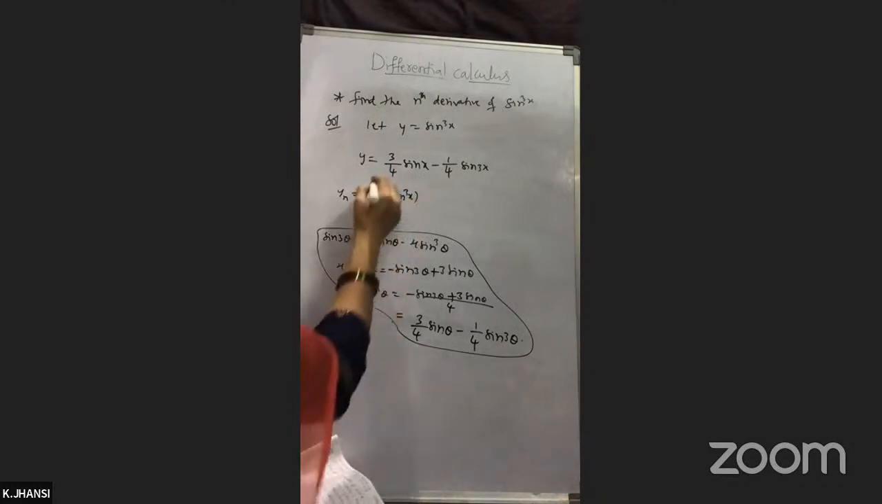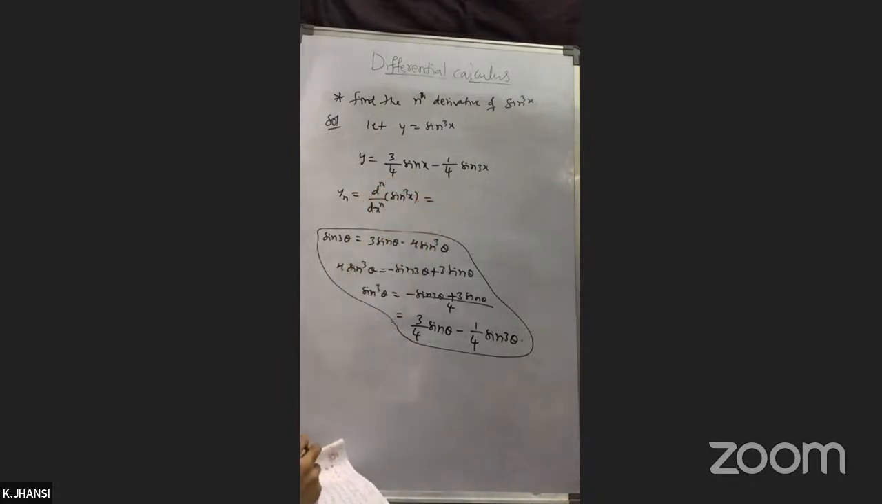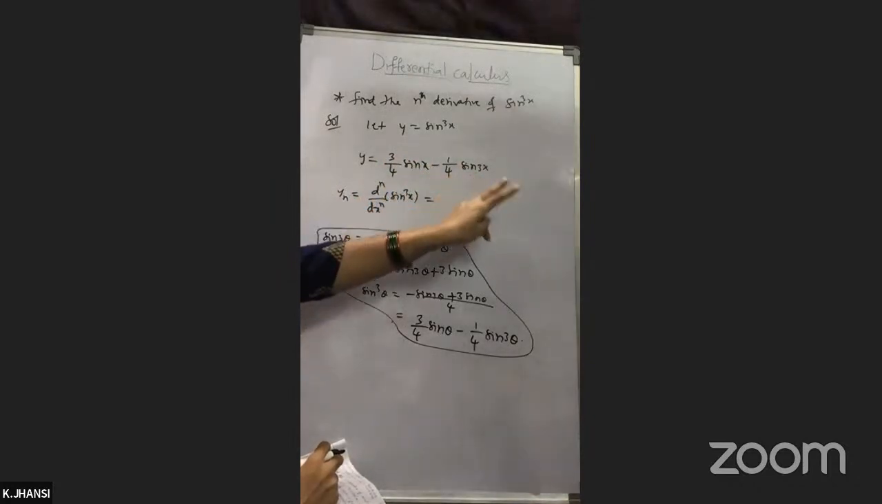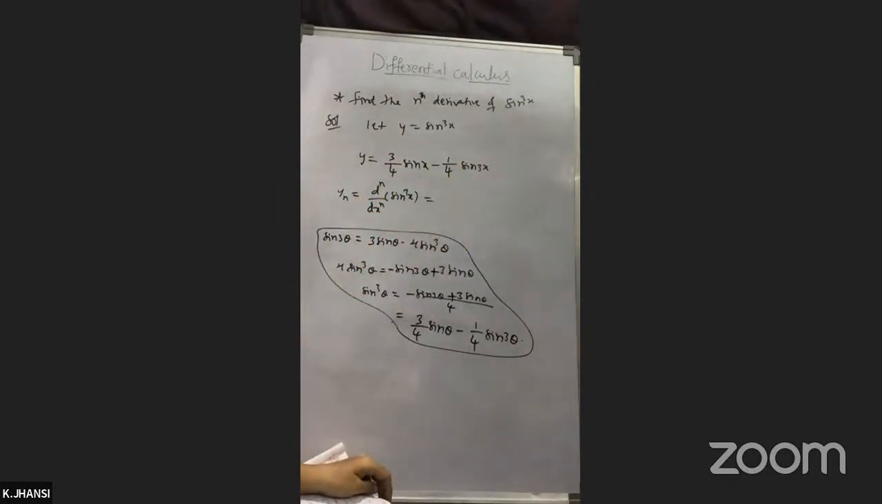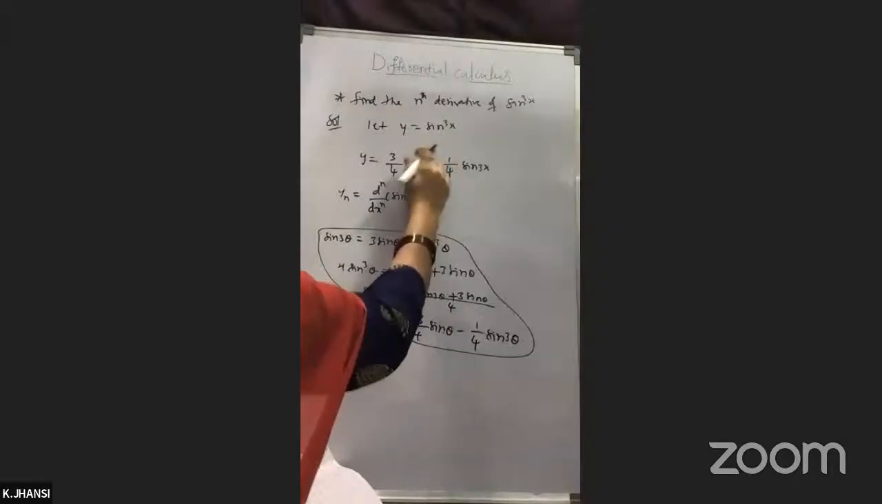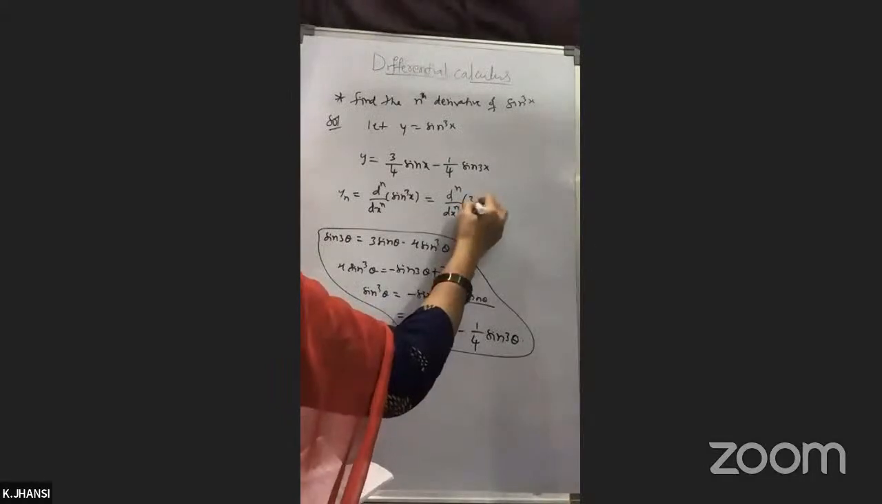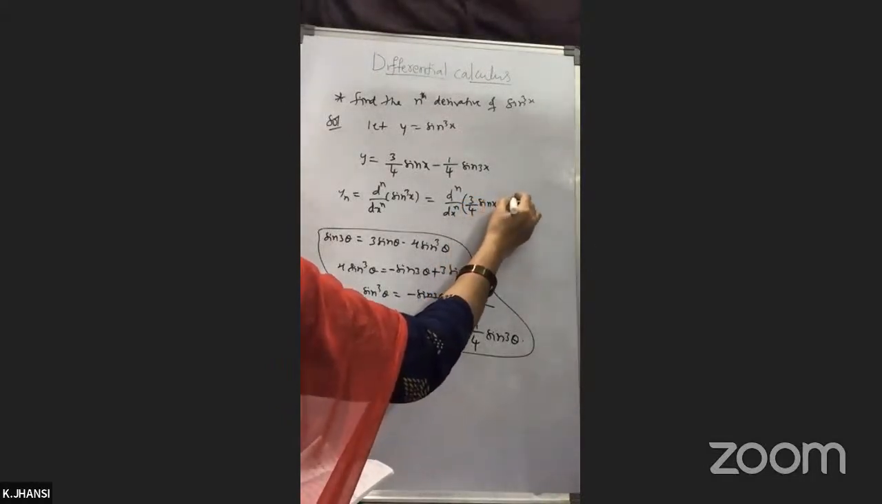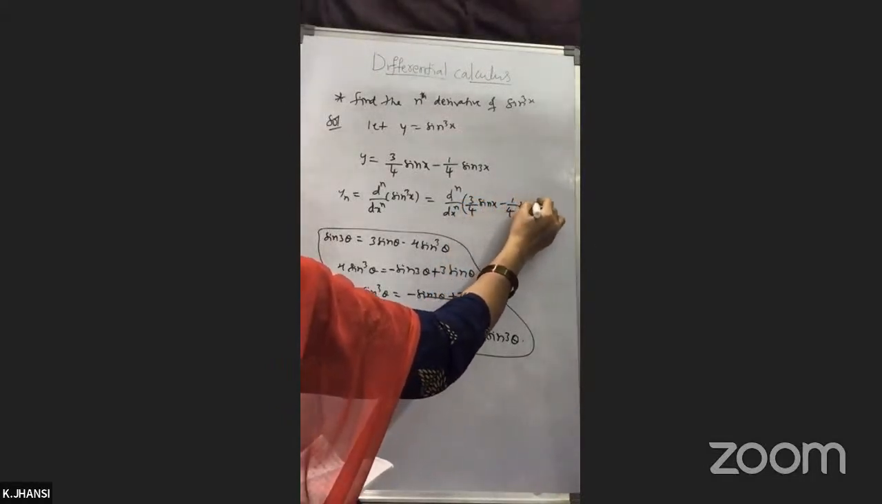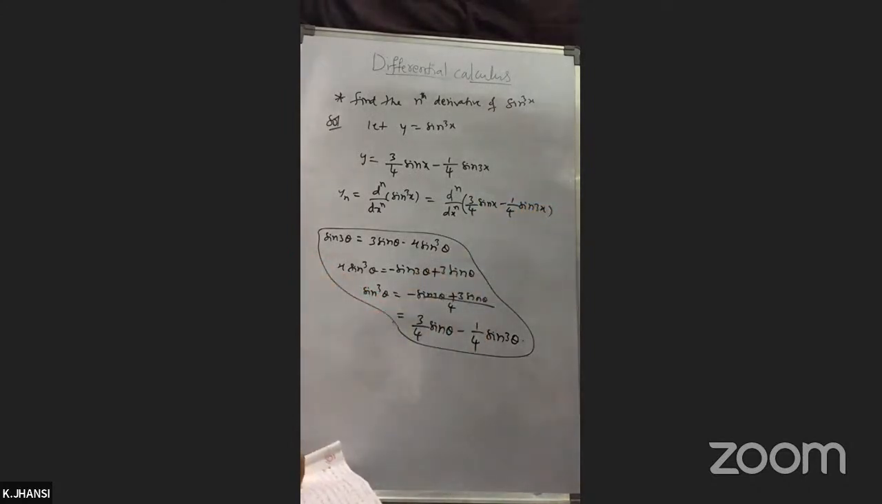It equals 3/4. Here for sin x and for sin 3x, we have to write the nth order. So the nth order of this one is 3/4 sin x minus 1/4 sin 3x.